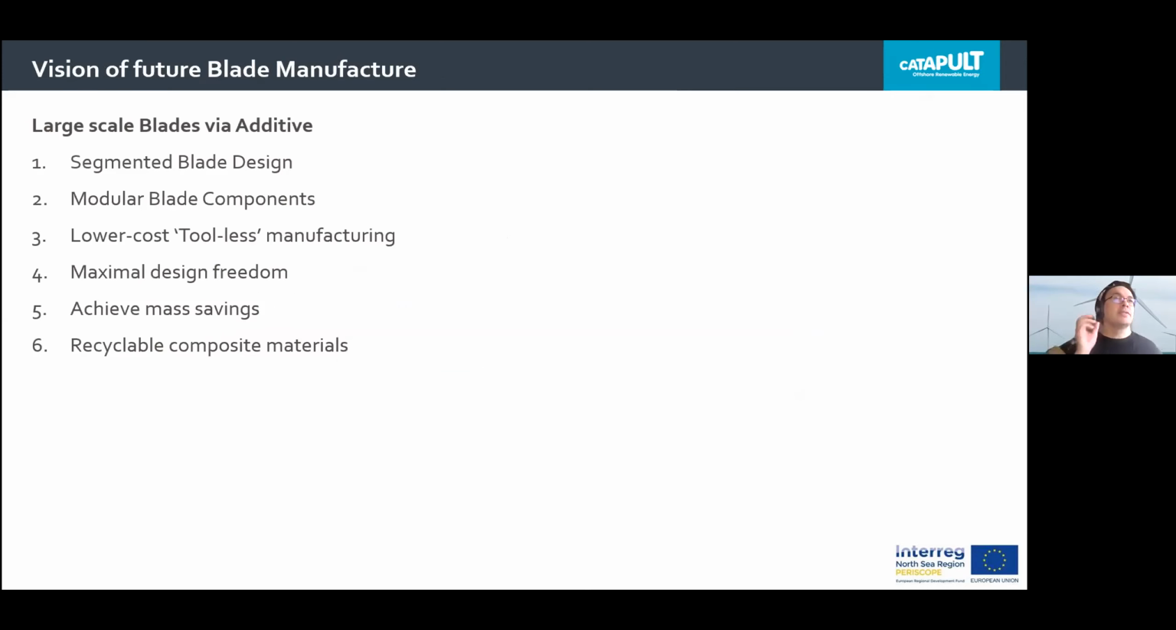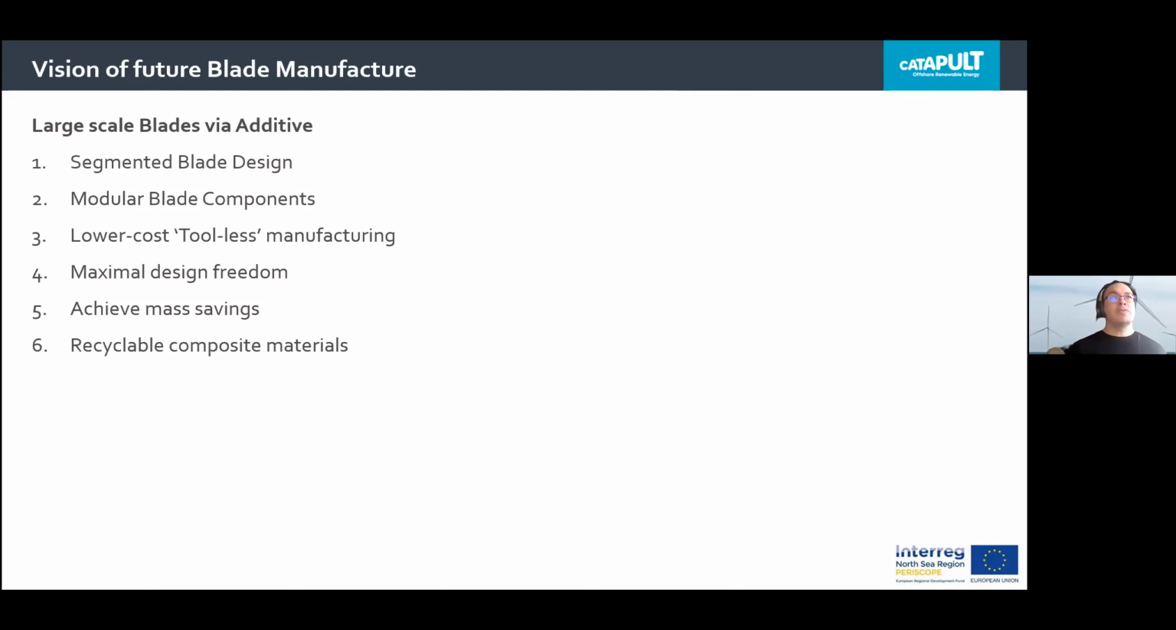So how would we do this? As far as we're concerned, there are basically 6 main points that we have to attain, which would have a vision of future blade manufacturing that would be suitable for uptake. First of which is segmented blade design.